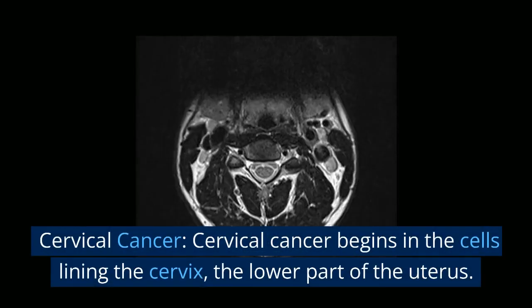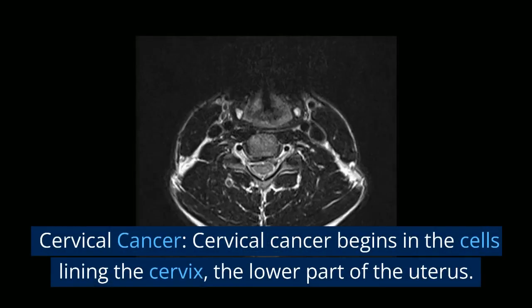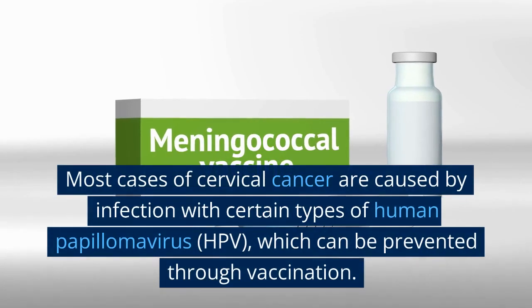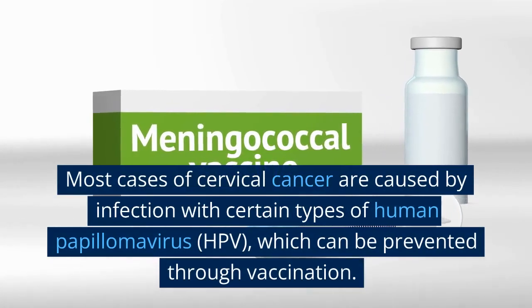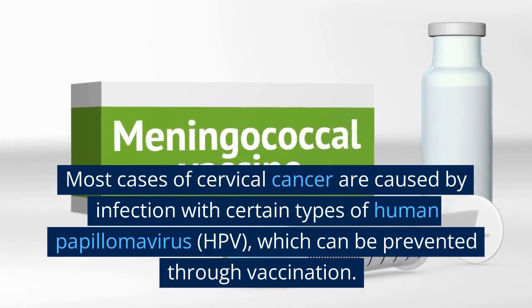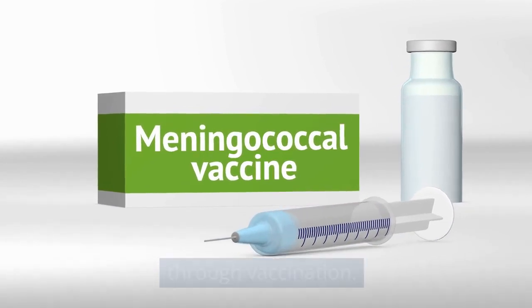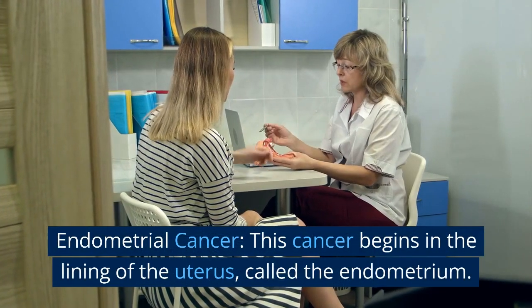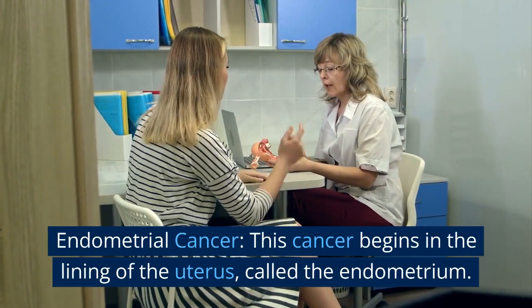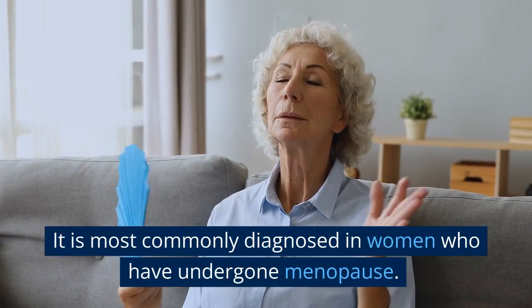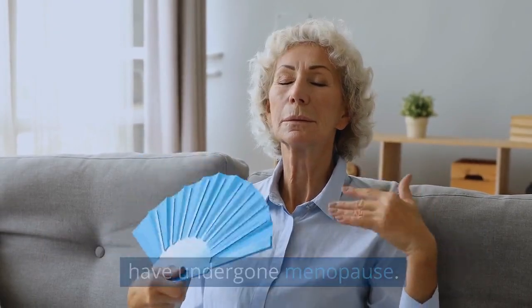Cervical cancer. Cervical cancer begins in the cells lining the cervix, the lower part of the uterus. Most cases of cervical cancer are caused by infection with certain types of human papillomavirus, HPV, which can be prevented through vaccination. Endometrial cancer. This cancer begins in the lining of the uterus, called the endometrium. It is most commonly diagnosed in women who have undergone menopause.